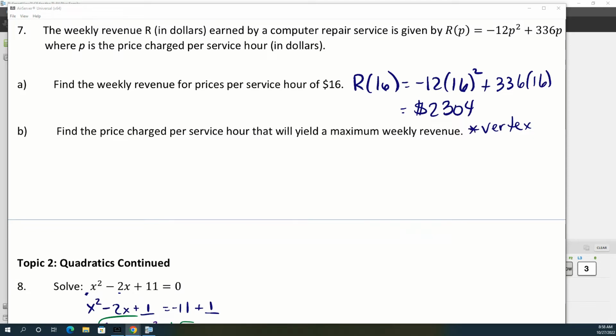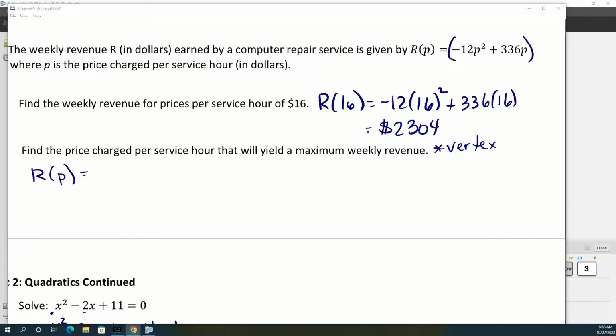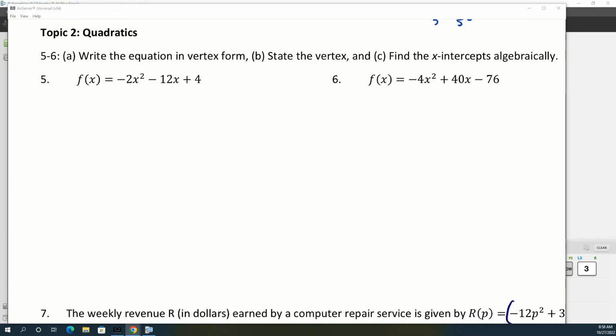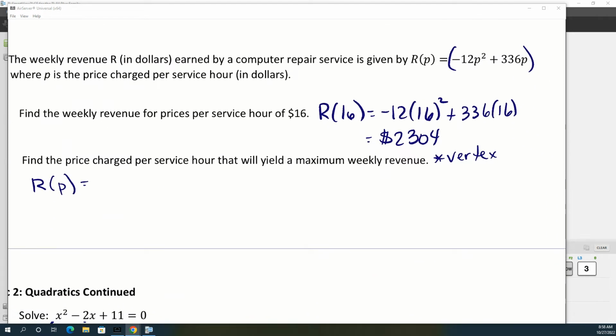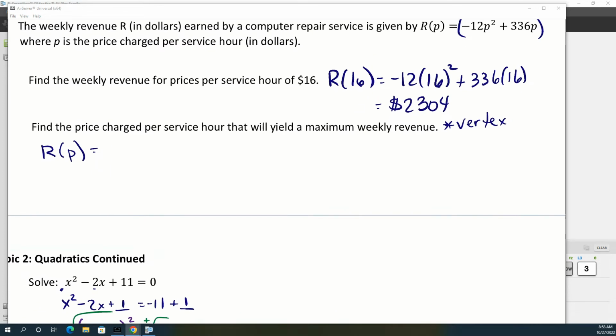All right, so we want to take this function and write it in vertex form. The first thing you do when you're writing in vertex form is put parentheses around, in this case, the p's. What's the next thing you do? What did you do on number 5 and 6? Well, we're going to factor out. If there's a number in front of your p squared, you're going to factor that out. So we're going to factor out negative 12, and that's going to be 28.